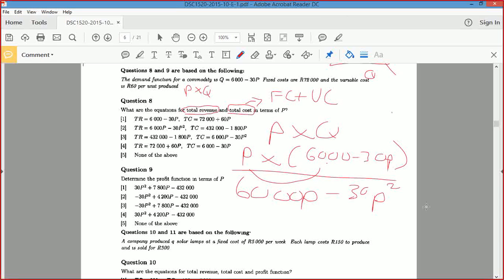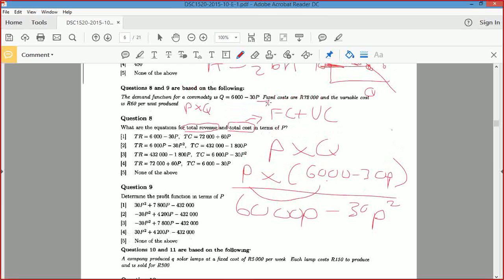And then the total cost is going to be fixed cost plus variable cost. So you're going to say 72,000 times 60. No, 72,000 plus. If you go 72,000 plus 60, it won't give you 432,000, because it's 60 times the units, which is the quantity. I said 72,000 times 60, which gives you 432,000. But 72,000 is not the variable cost. 72,000 is the fixed cost. Okay, so it's fixed plus variable.